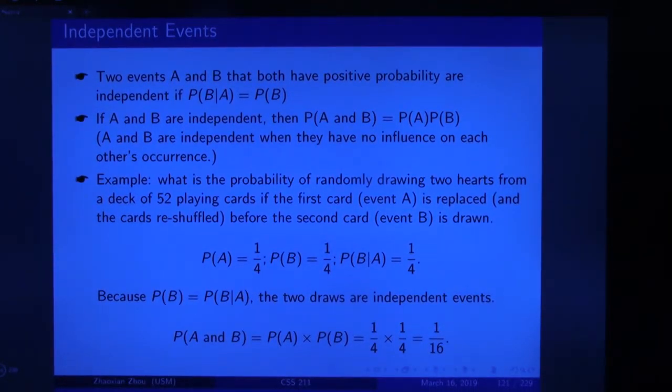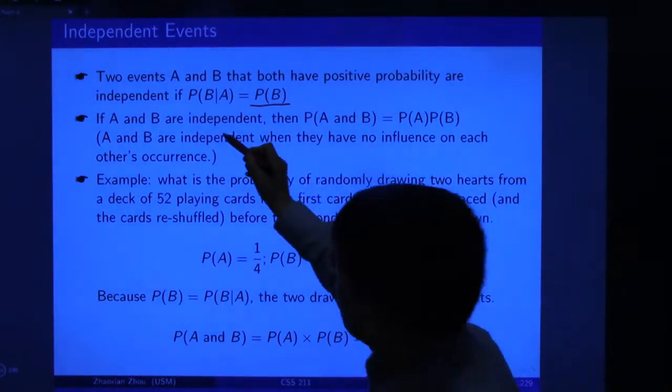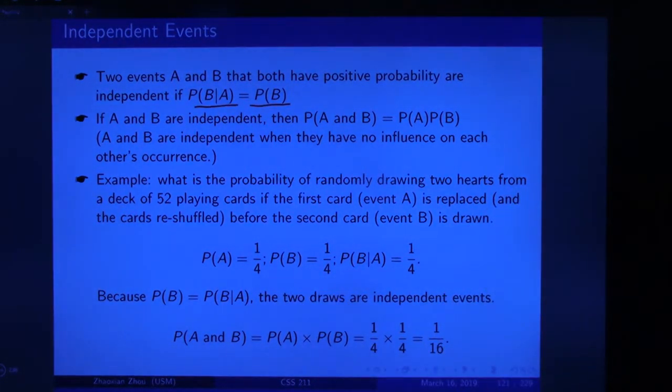The general multiplication rule gives us a formula or an idea to determine if two events are independent. Two events A and B that both have positive probability, that means not equal to 0, are independent if the probability of B equals the probability of B on the condition that event A occurred. If these two probabilities are equal, then A and B are independent.